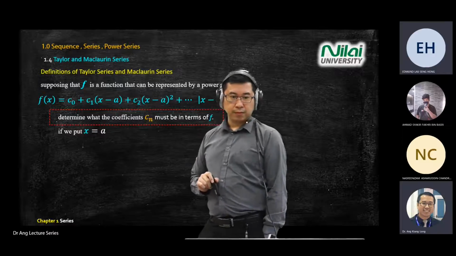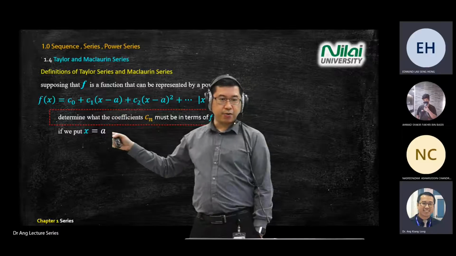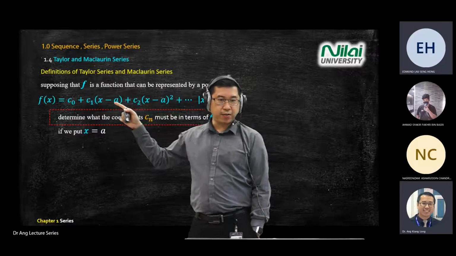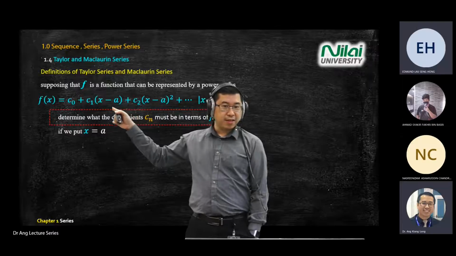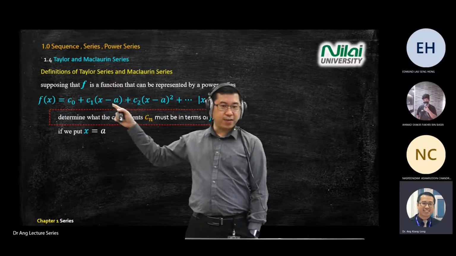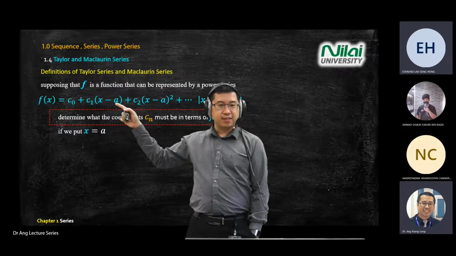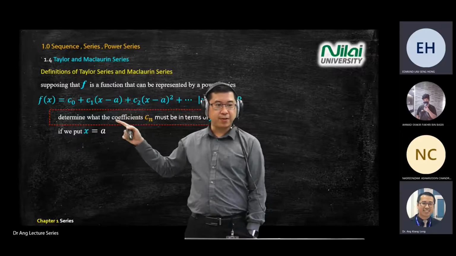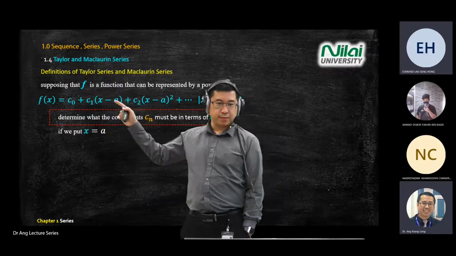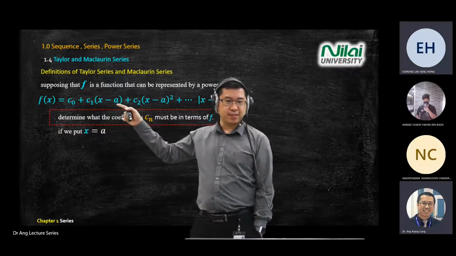x minus a. Yeah, x minus a. Now you replace x equal to a. What do you get? You still get C1. Now your x is a, so a minus a. What do you get? 0. So C1 times 0. What do you get? 0.